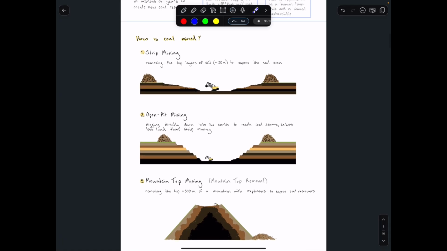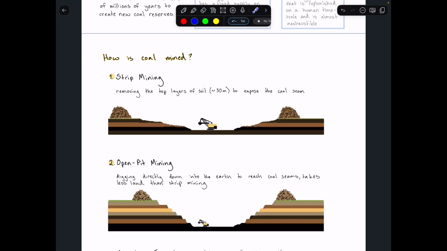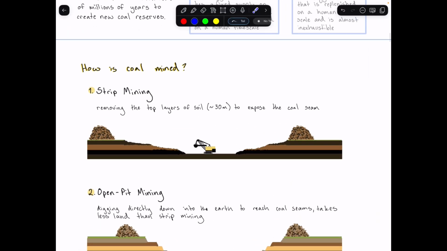Here we go. So, coal is found in varying geographies across the world, from just below the surface to deep within a mountain. And depending on the location of the coal, there are three main mining methods. So there is strip mining, there's open pit mining, and there is mountaintop mining. So let's start by talking about strip mining.